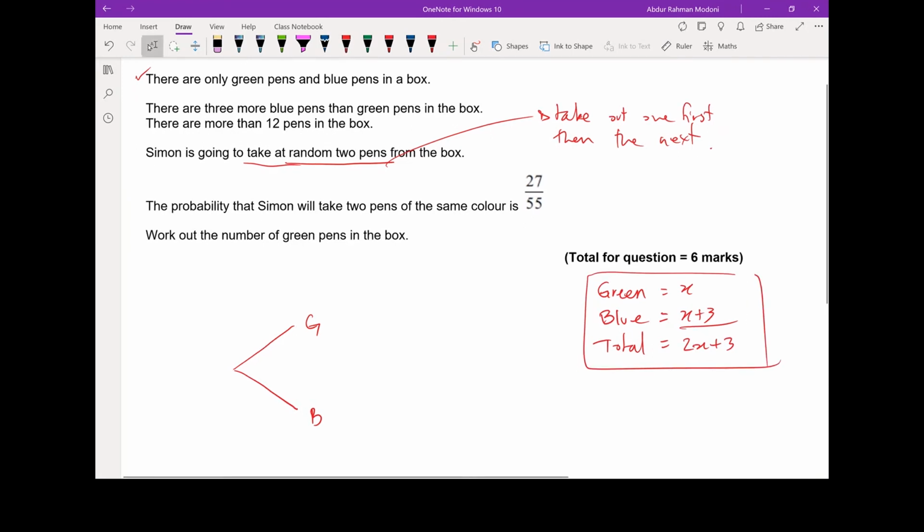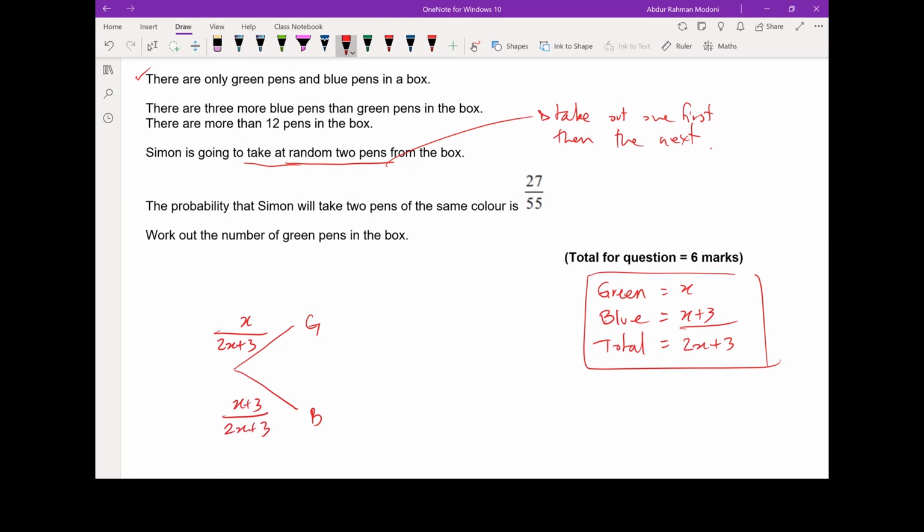Now that we've got that, we can write down what the probability is. Now, probabilities are always written as a fraction. It is never a singular number. So a common mistake students will make here is they will just simply write down x. x is a number. It cannot be a probability. It's x out of the total, 2x plus 3. And likewise, blue is going to be x plus 3 all over 2x plus 3.